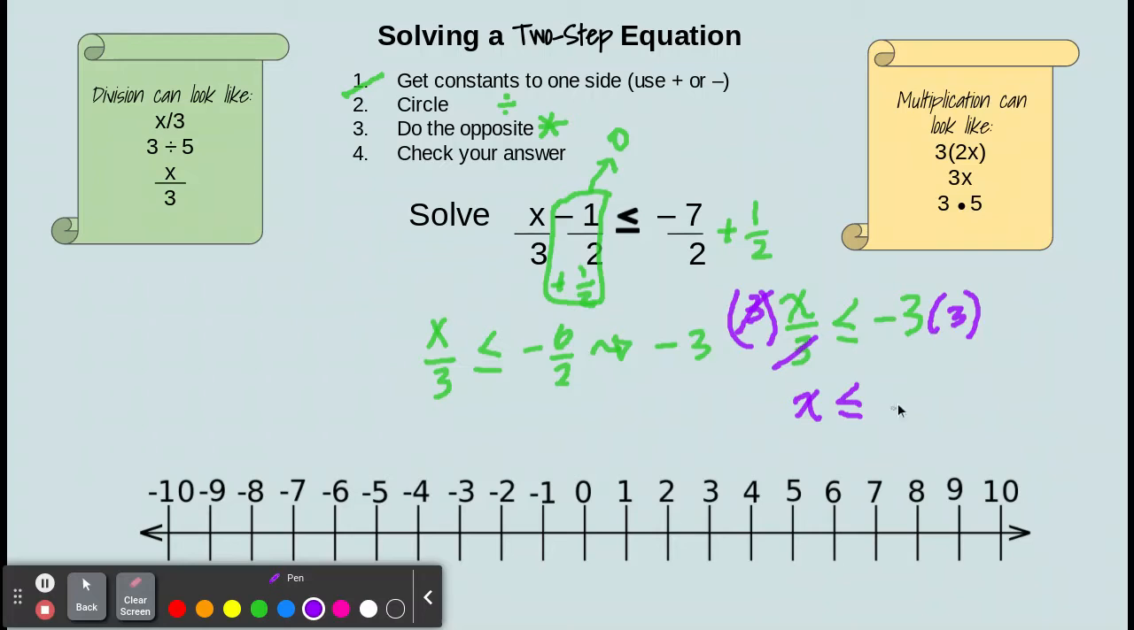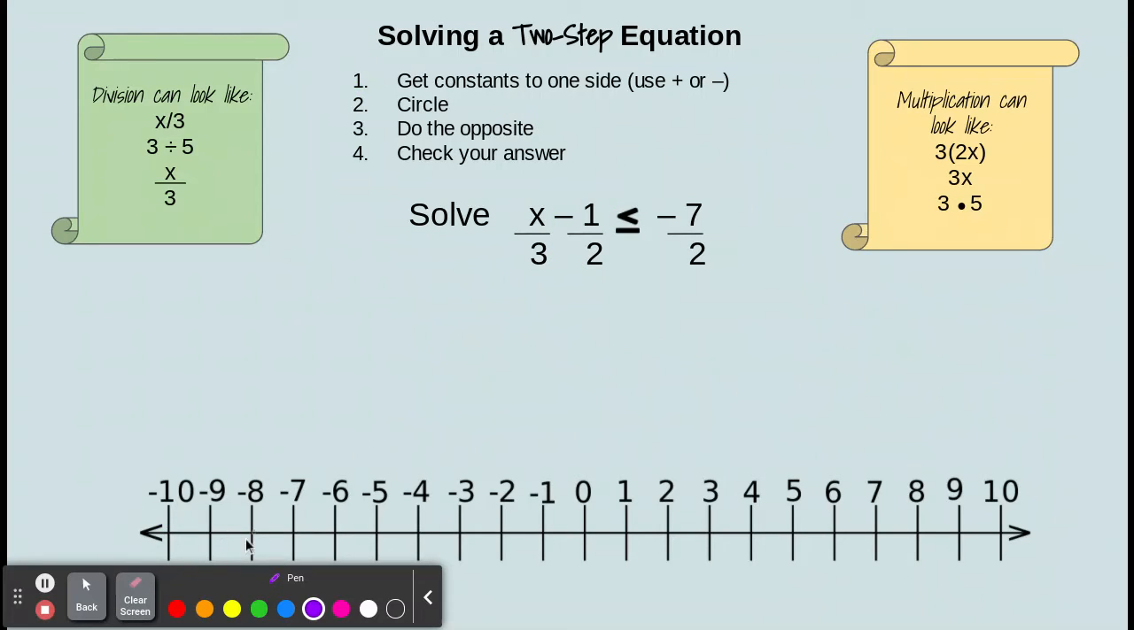But then a negative 3 times a 3 is what? Negative 9, because a negative times a positive is a negative. All right, so our solution is x is less than or equal to negative 9. Here's negative 9 on the number line. Since it says less than or equal to, we know we need to fill in our circle, and less than is to the left. Okay, so that is our second example of solving a two-step inequality.